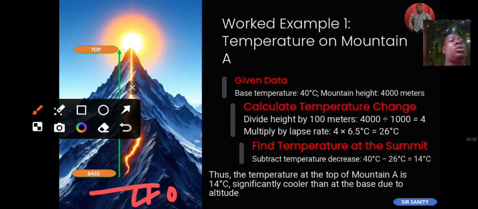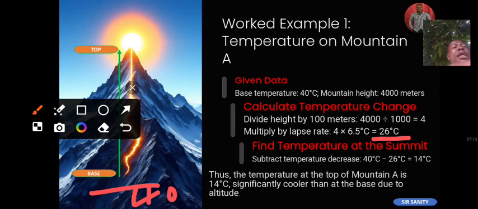What are you going to do? Calculate the temperature change. You divide the height by 1,000 meters, which will give you 4. Then multiply it by the lapse rate, that is 6.5 degrees Celsius, giving you a value of 26 degrees Celsius. Now find the temperature at the summit.